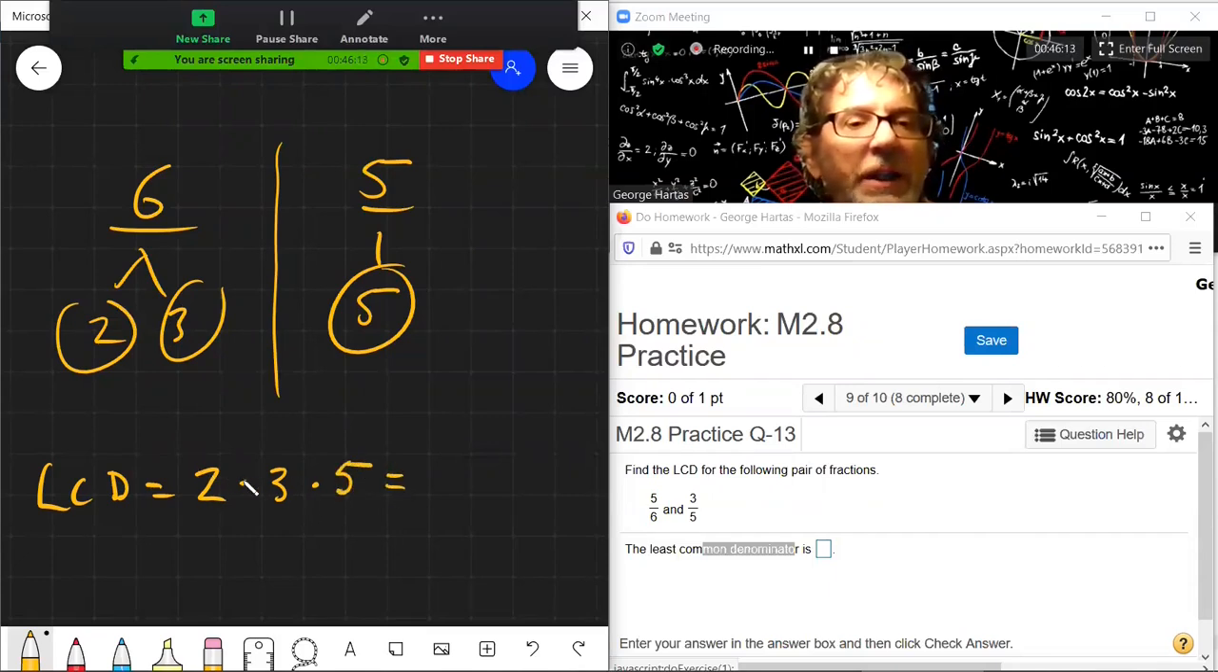2 times 3 is 6. 6 times 5 is 30. So 30 is our LCD.